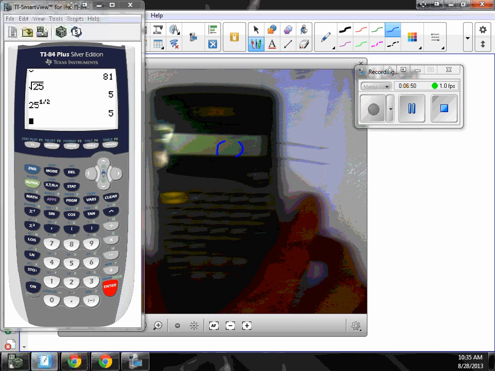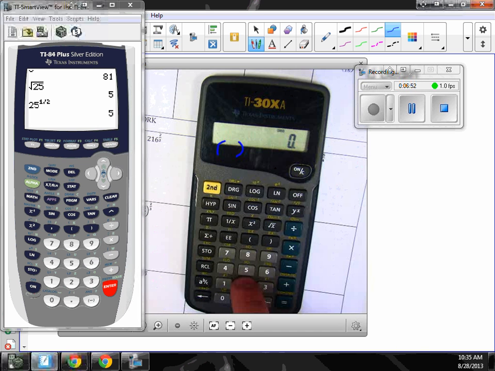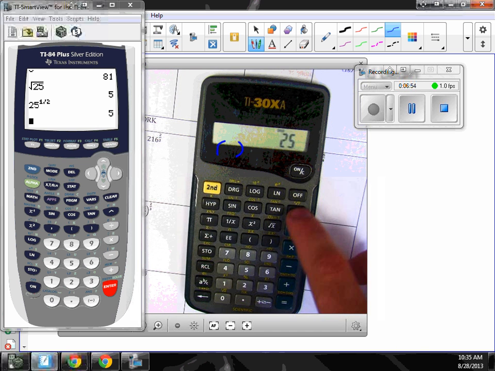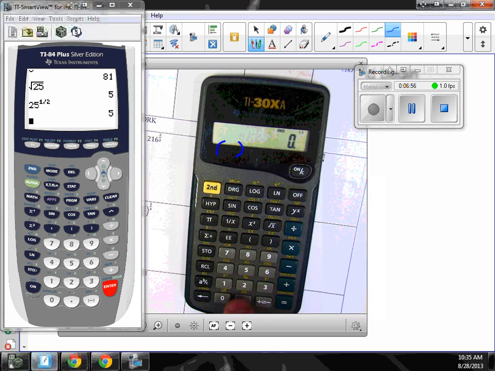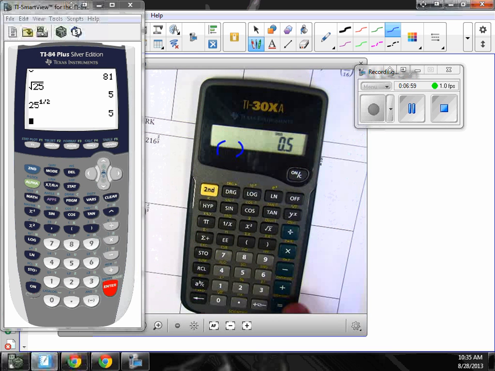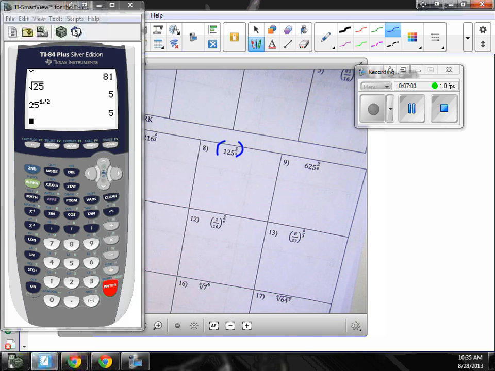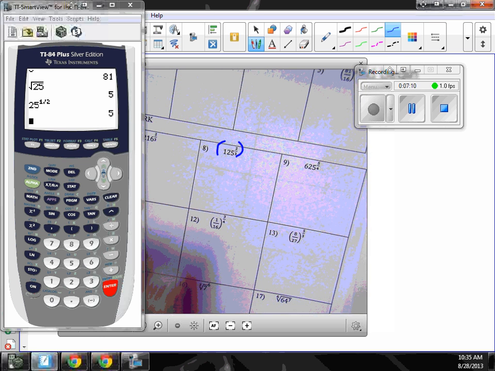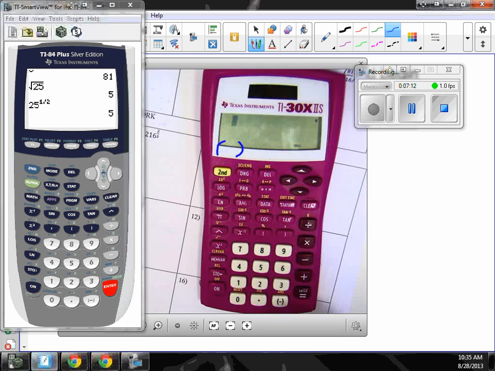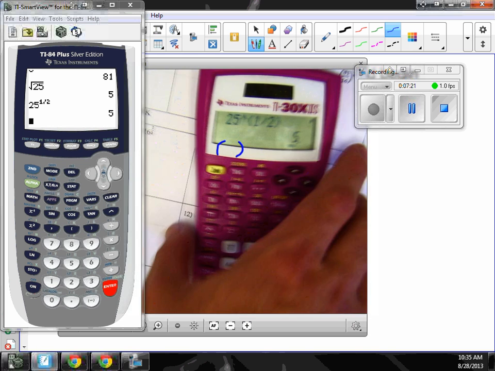So if you have a calculator like this, 25 raised to the parenthesis 1/2, parenthesis, enter, is 5. So can I see yours, Dominique? Did you have to do parentheses on yours? So if you have one of these calculators, 25 raised parenthesis 1/2, you have to put those parentheses in or you'll get the wrong answer.